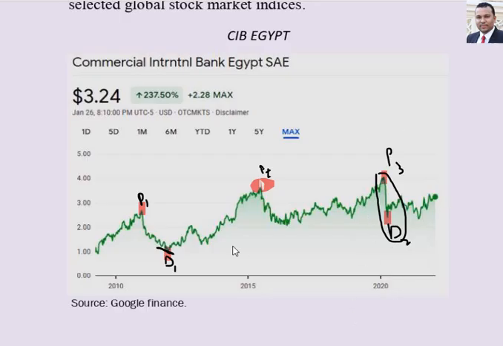When you compare the lowest point on this chart, this is for CIB Egypt, the chart for prices or stock of CIB Egypt. This is point number one, or trough number one. When you compare trough number one with trough number two due to COVID-19, the lowest level, or the negative impact of COVID-19 in the first quarter, is lower than the negative impact at this earlier time.